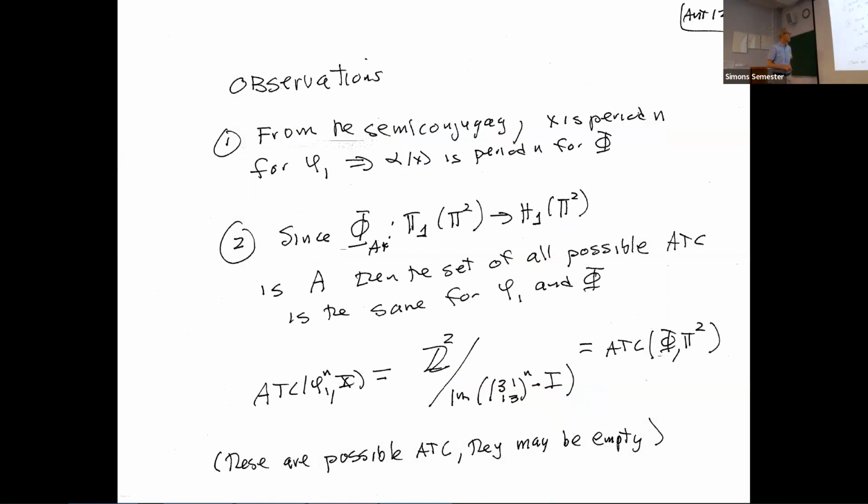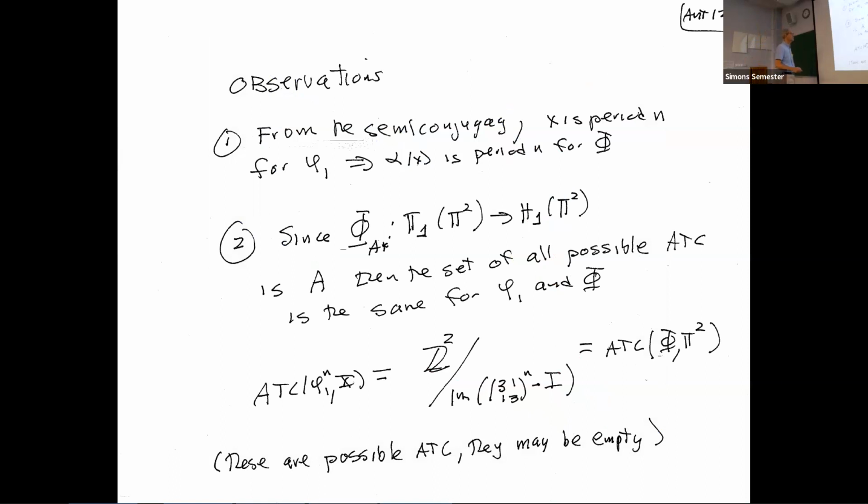Okay, so what are the observations we want to make, and how do we connect it to abelian twisted classes? So the first thing is that if you have periodic points for the original map, their image is periodic in the torus.